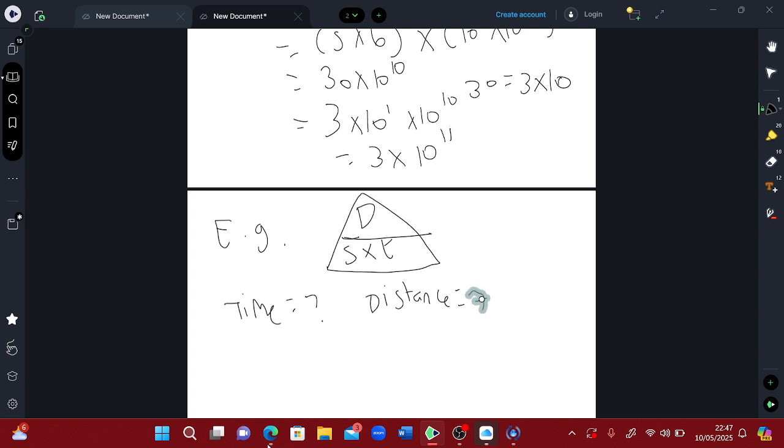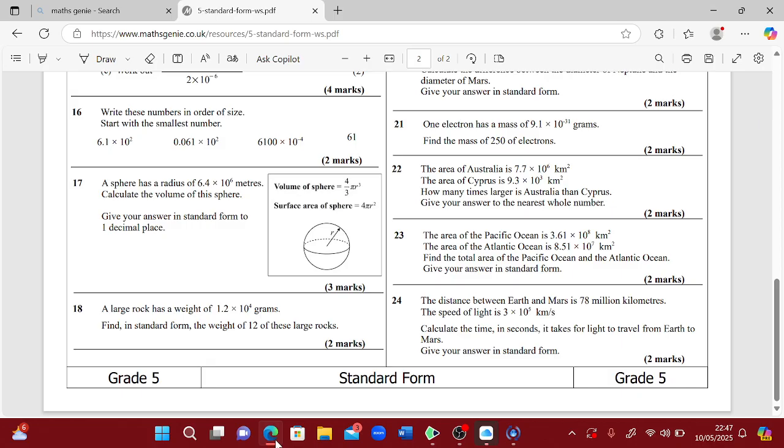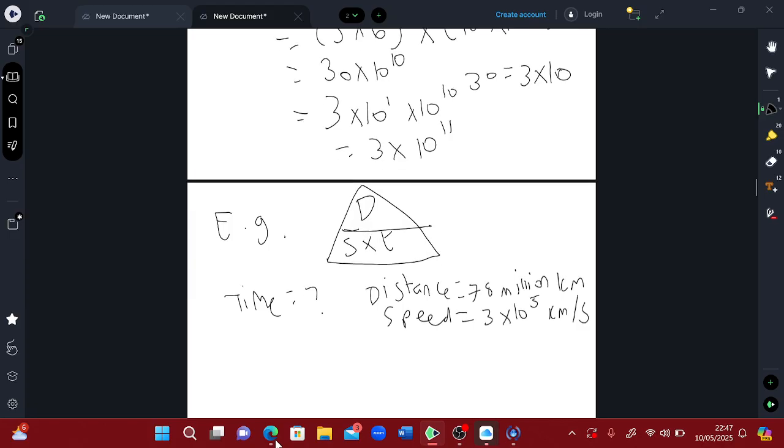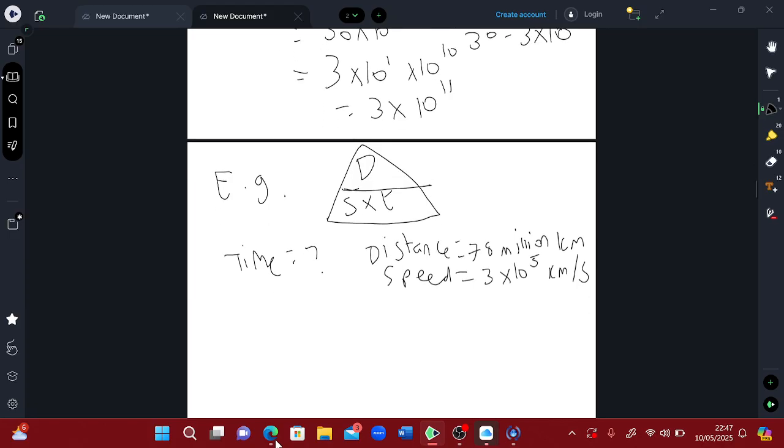Million kilometers. And speed was 3 times 10 to the 5 kilometers per second. Okay, so times in second. We don't know time. We want to work it out, but time is going to be distance over speed.